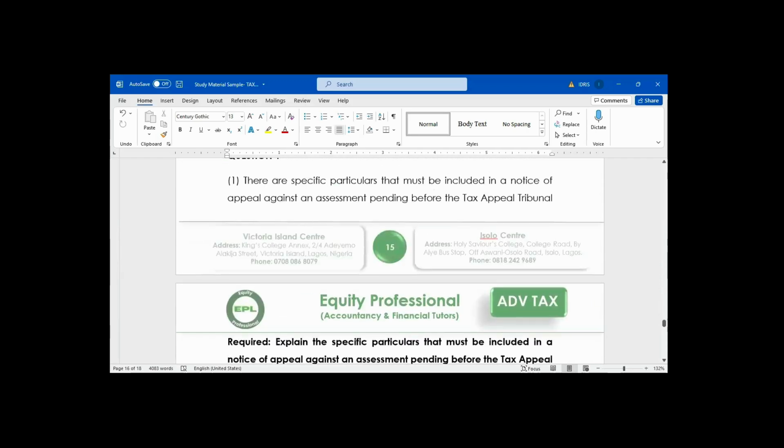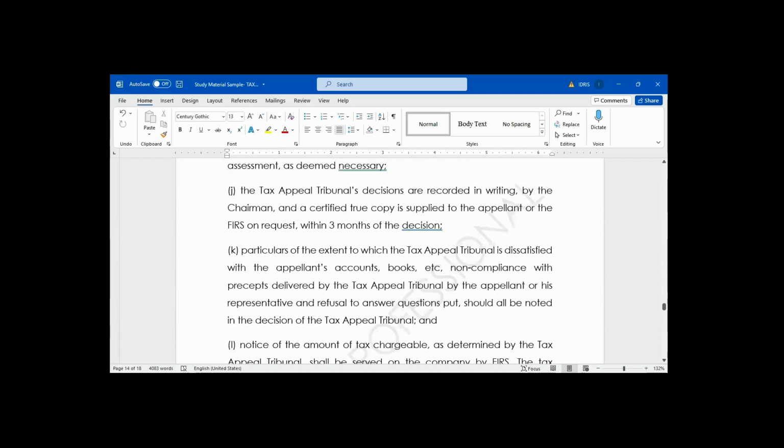In this area, you need to know the content of the notice of assessment. Valid grounds of objection, you need to know that too. Grounds of appeal, you need to know that. Conditions for the Federal High Court, you need to know that. Conditions for the Court of Appeal too, you need to know that. So that is the assessment procedure.